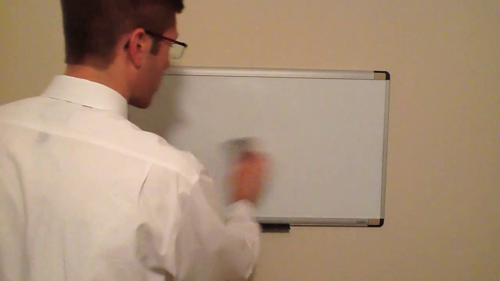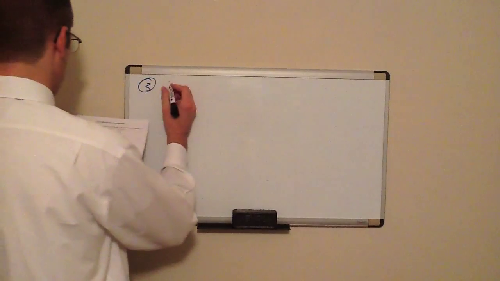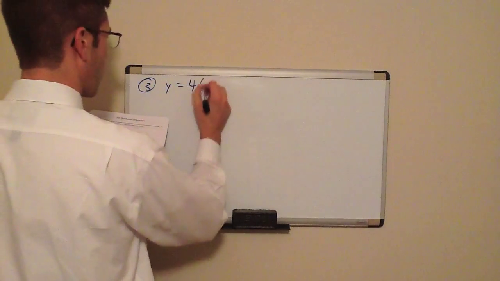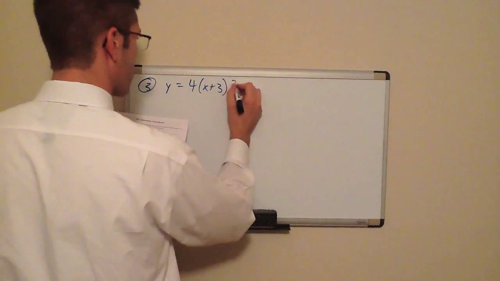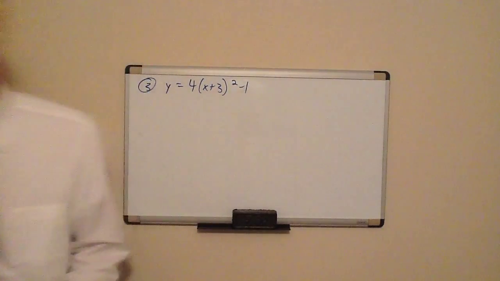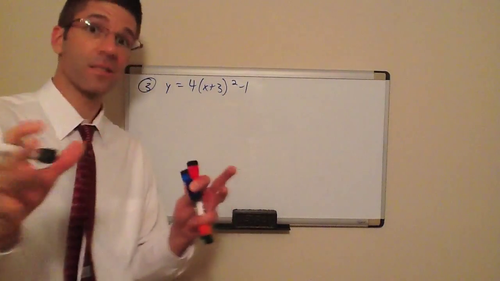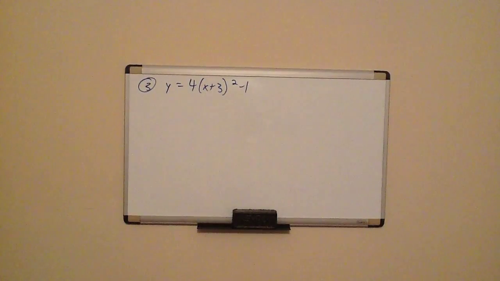Okay, this one's trickier because the vertex is not at the origin, so it makes it a little bit harder to deal with, but that is okay. So here goes number 3. Y equals 4(x plus 3) squared minus 1. Okay, first of all, here's the most basic thing you should notice. It's a parabola. Duh. You know it's a parabola.